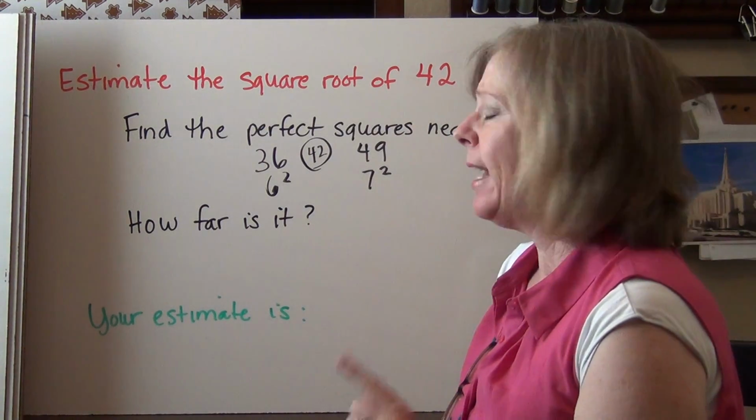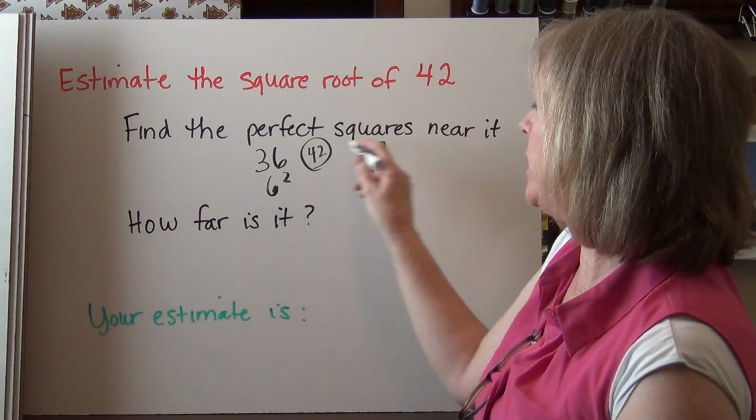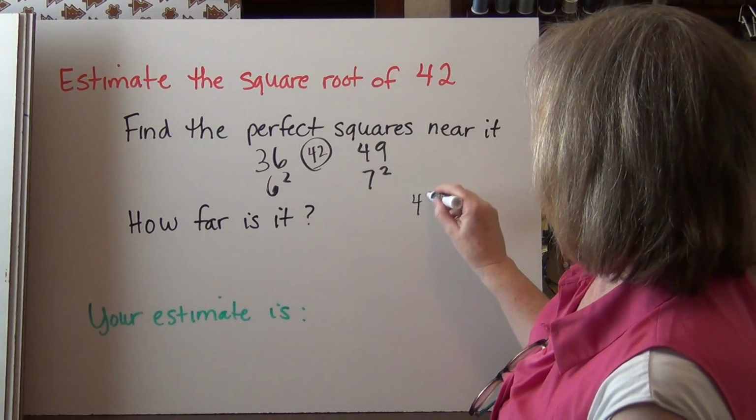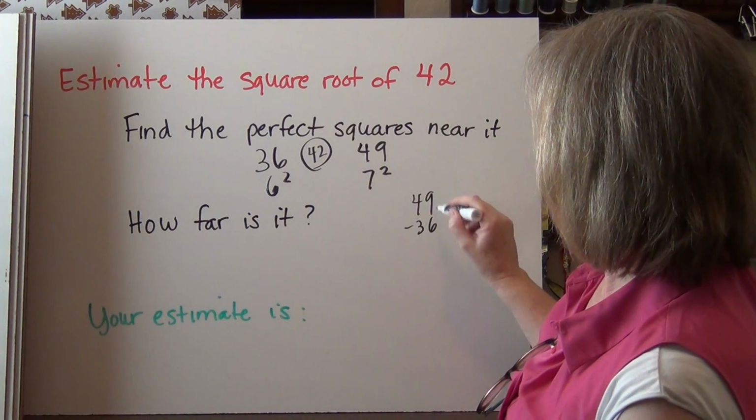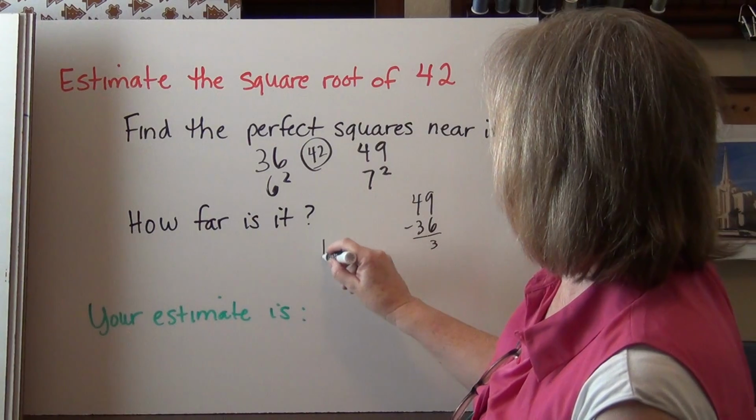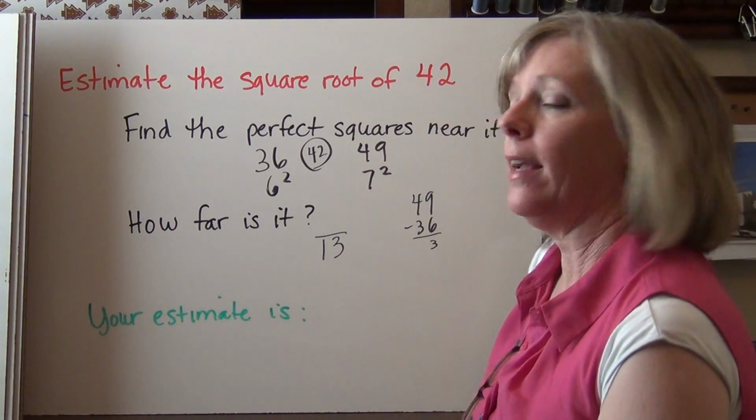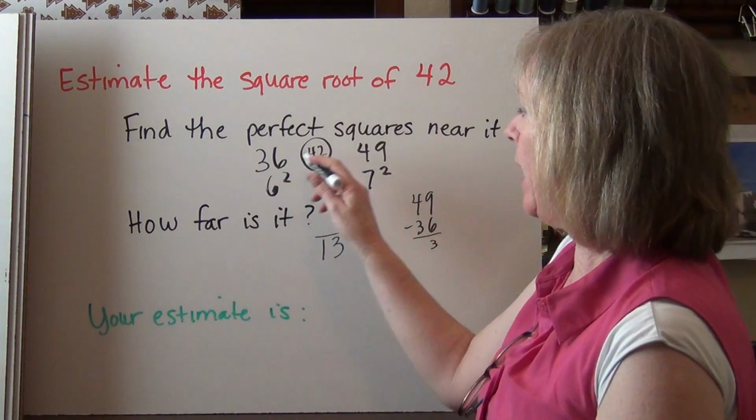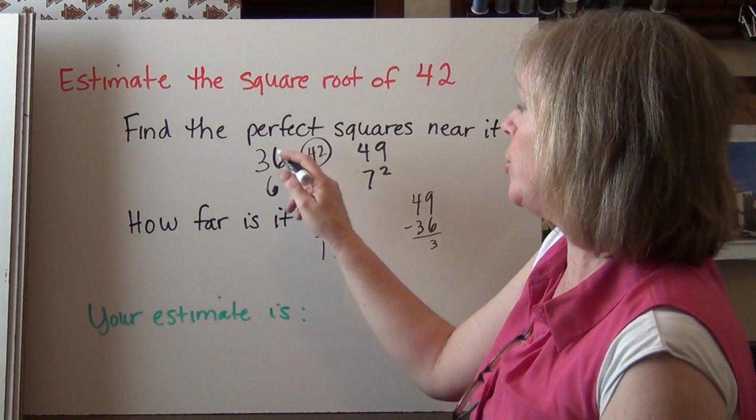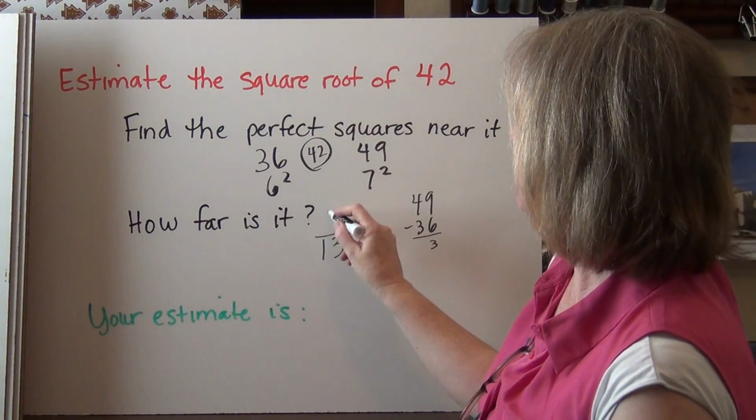So next we're going to say, how far is it from 36 to 49? Well, I'm just going to subtract 49 minus 36. 9 minus 6 is 3. So it's 13 spaces. Okay? Now, how many of those spaces did I have to go to get to 42? 42 minus 36 is 6.